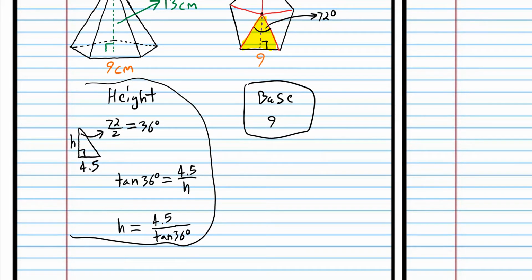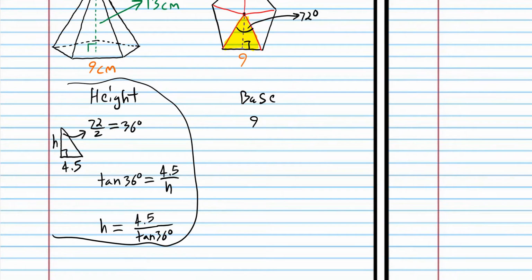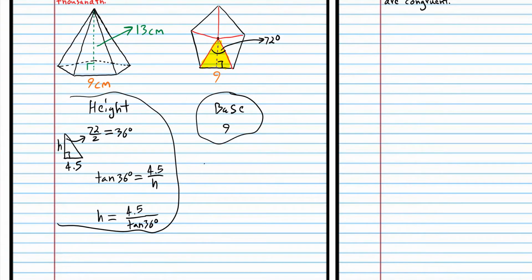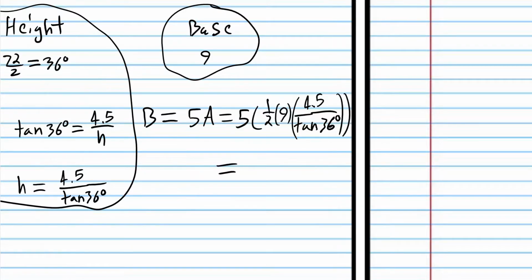We have the base. And so now I'm going to make that a squiggly so we don't confuse it with the answers. So the total area of the base, and I'm going to label that capital B, is equal to 5 times the area of each one of those triangles. And the area of each triangle is 1/2 base times height. The base is 9, and the height is 4.5 over tangent 36 degrees. You can basically just crunch the numbers at that point. We could try to simplify a lot of that, but it's not really necessary.